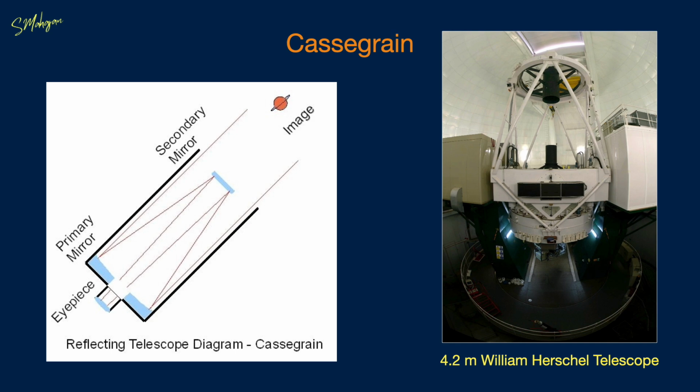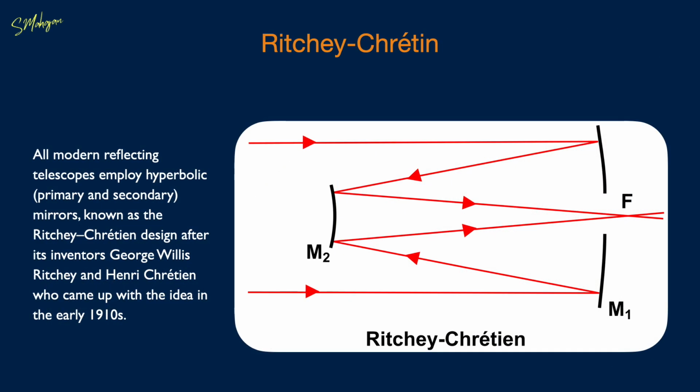A Cassegrain uses a secondary mirror to reflect light back through a hole in the objective mirror. This design is attributed to Laurent Cassegrain, who first used it in 1672. The classical design used a parabolic primary mirror, but a modern version of a Cassegrain is the Ritchey-Chrétien. All modern reflecting telescopes use hyperbolic primary and secondary mirrors in this kind of a design.